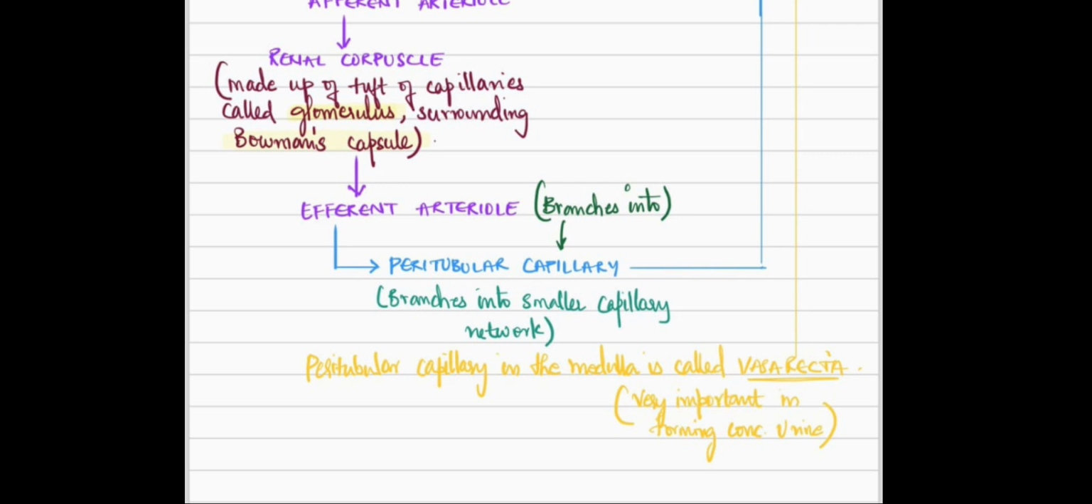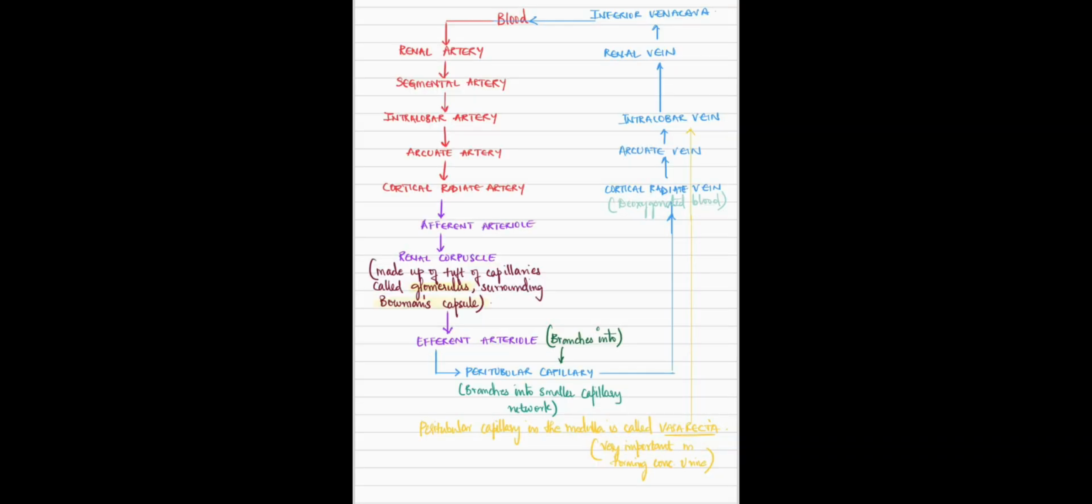So now the blood from the peritubular capillaries goes to the cortical radiate vein. This is deoxygenated blood. This moves again to the arcuate vein. Blood from the vasa recta and blood from the arcuate vein travels to the interlobar vein, which ends up in the renal vein. And the blood from the renal vein travels to the inferior vena cava, and hence the cycle continues.